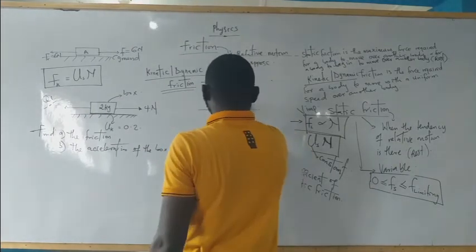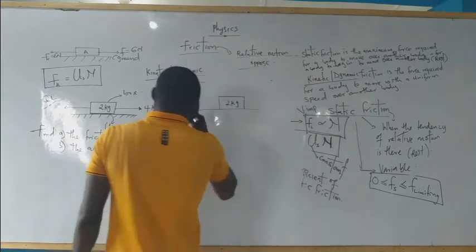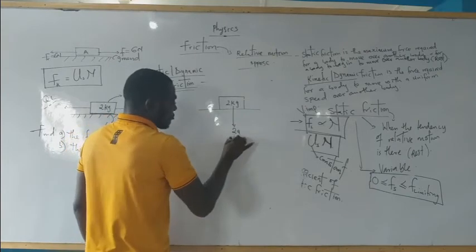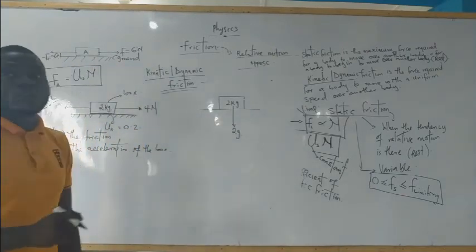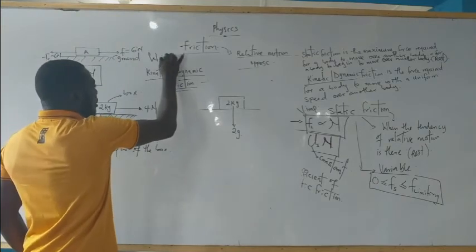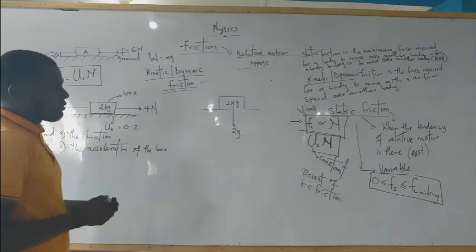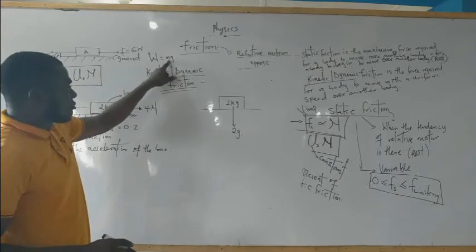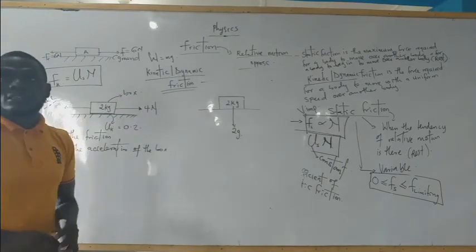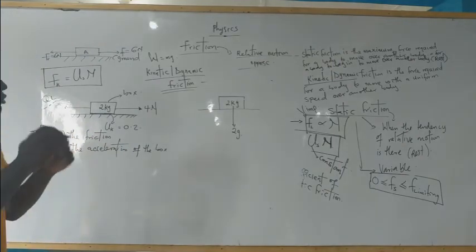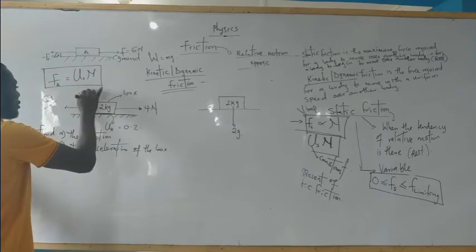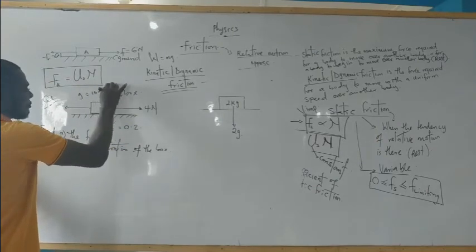The box is 2 kg. What will be the weight of the box? That's 2g. That's weight, W. Weight equals mg. Okay? M is what? M is mass. G is a constant, that is acceleration due to gravity, which is 10 meters per second square. G equals 10 meters per second square.